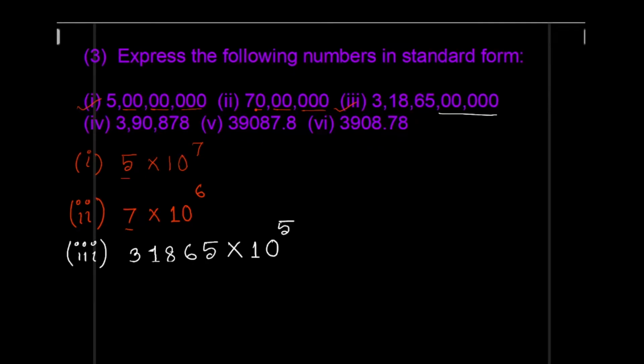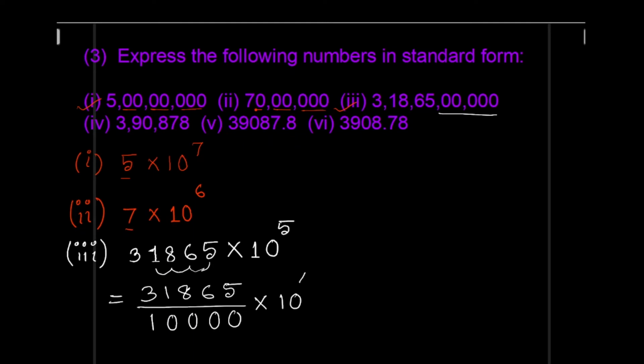So how to convert, I will show you. See, if this number 31865 is divided by 10,000, then the point will come after 3, because see, 1 2 3 4, that means the point should be before 4 digits. That is why we have to divide by 10,000. At the same time we have to multiply by 10,000 here also, that means 10 to the power 4 into this term 10 to the power 5.